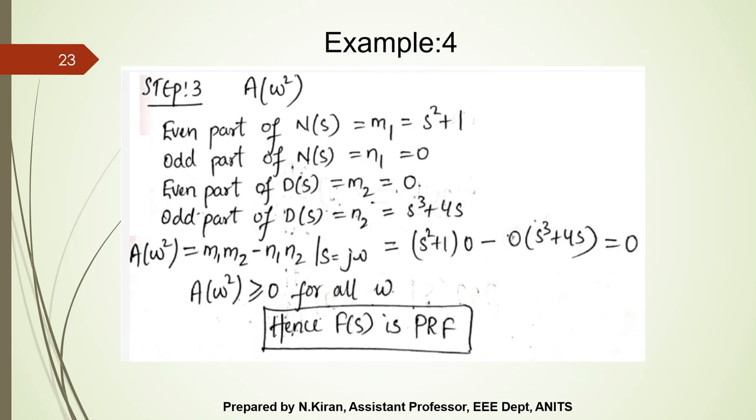The third condition, A of omega square. The even part of the numerator polynomial is s square plus 1. There is no odd term in the numerator, so it is 0. There is no even term in the denominator polynomial, hence it is 0. The odd part of the denominator is s cube plus 4s. So obviously when I apply the formula, the answer will be 0. Hence the condition that A of omega square is greater than or equal to 0 is satisfied for all omega. The given function is a positive real function.